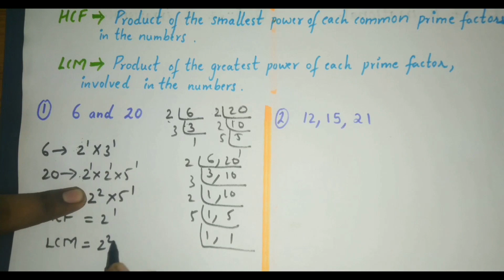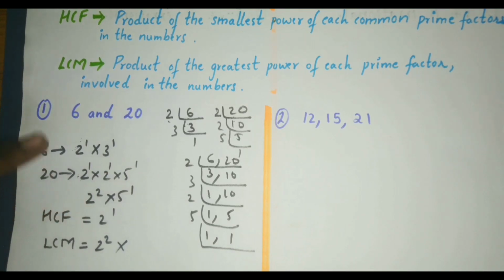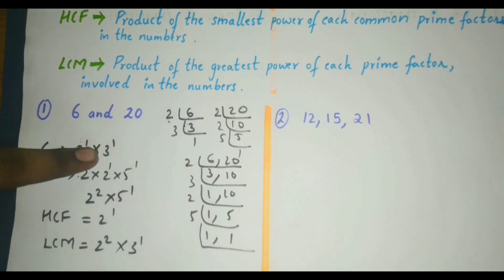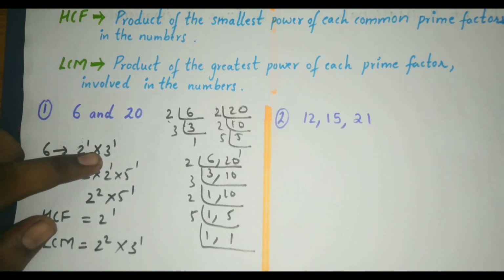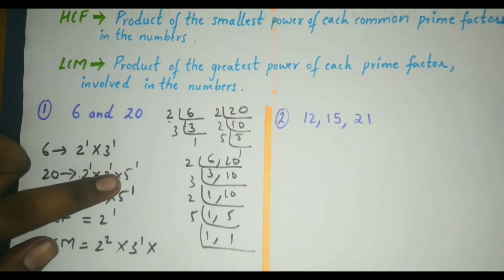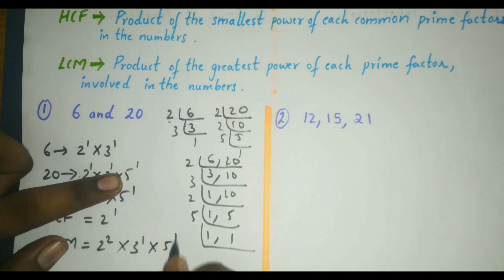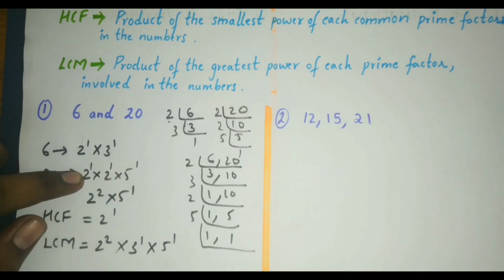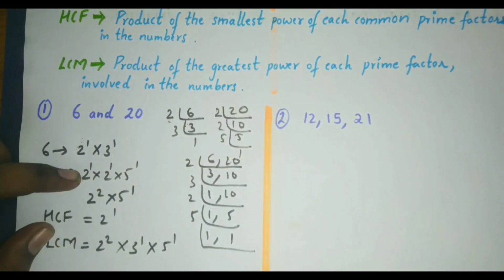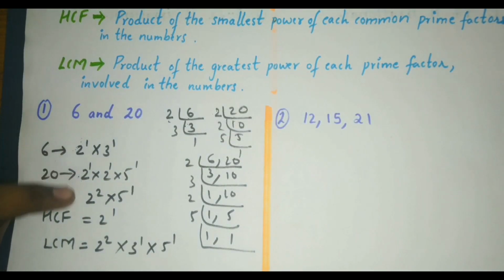So you have to take 2 power 2. Then the product you have to do with 3 power 1, which is also a prime number. So you have to take the greatest power. No other number is there. Fine. 3 power 2 is not there, so you have to take 3 power 1 only. And what about here? 5 power 1 is there. We cannot take 2 power 1. Why? Because you have to take the greatest power of each prime factor. You can observe here 2 power 2 has the greatest power, so you have to take 2 power 2.